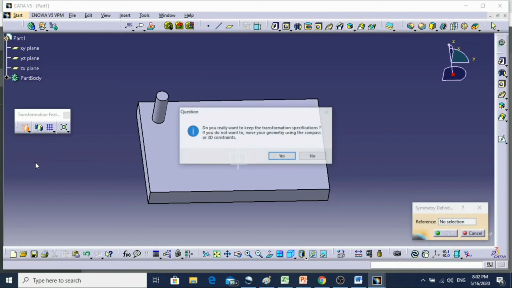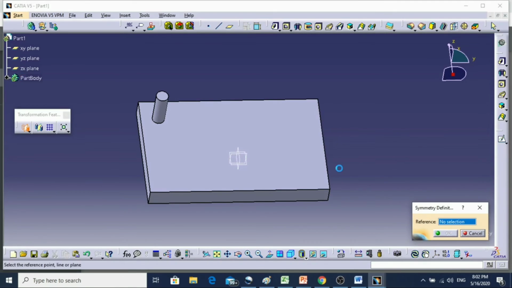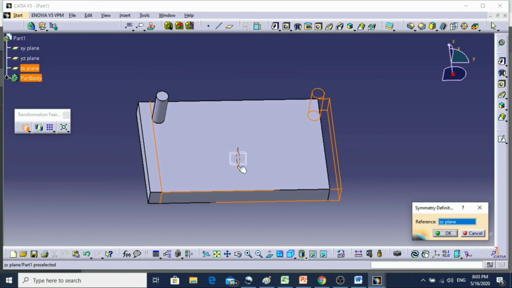Then symmetry. Again, for symmetry, a reference is required. Suppose I'll take this symmetry, I'll take plane symmetry. So see, against this plane, the same part will be on the other side. This is on the symmetric position.